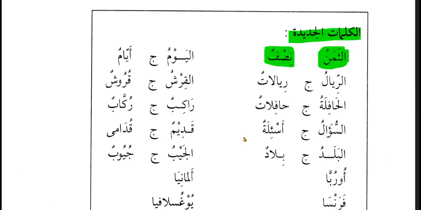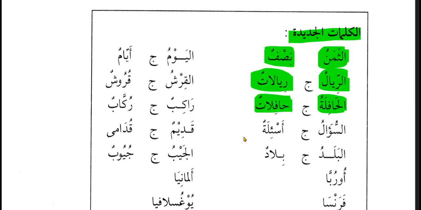Naam. Arriyal, as we know, is the Saudi currency, the currency of Saudi Arabia. الحافلة, بس نعم حافلات جمع. السؤال, question, أسئلة. البلد, country, or it could mean a city as well. لا أقسم بهذا البلد, in regards to Mecca.